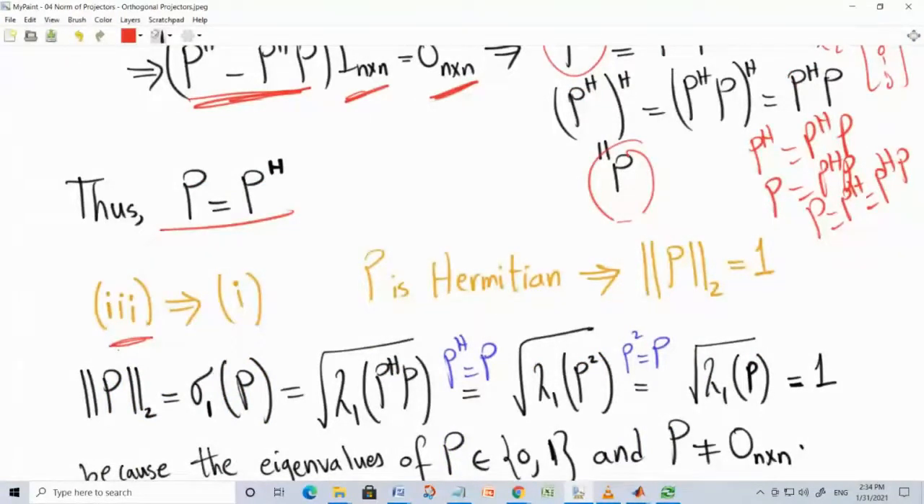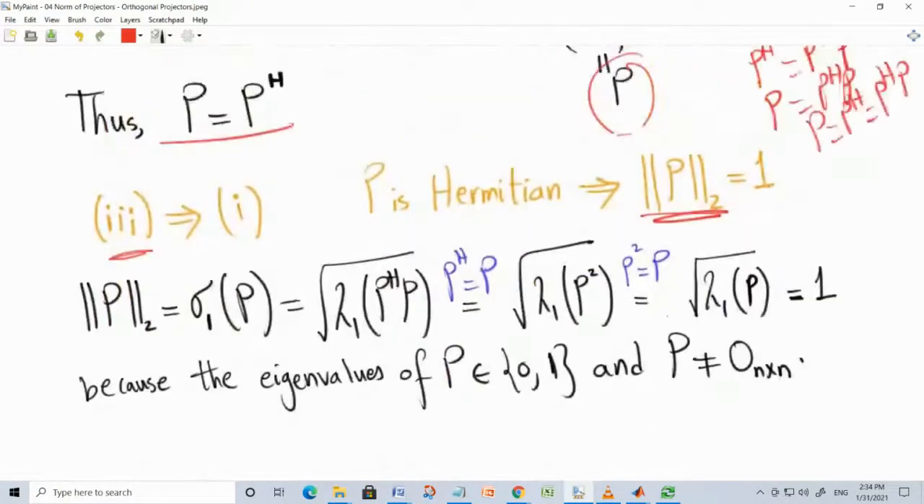Now, if the matrix is Hermitian, we are guaranteed to get the L2 norm equal to 1. And now this is a one-liner. The L2 norm is the maximum singular value, and the maximum singular value is the square root of the maximum eigenvalue of B Hermitian B. But because B is Hermitian, then B Hermitian is equal to P.